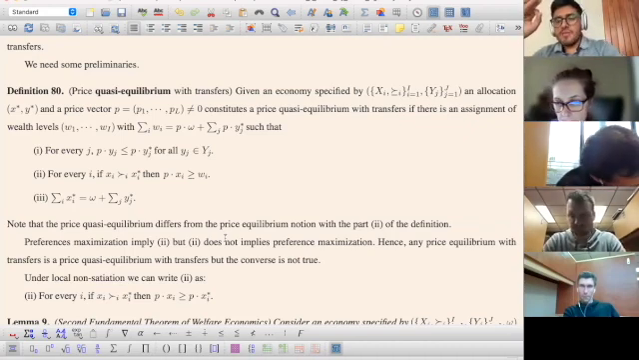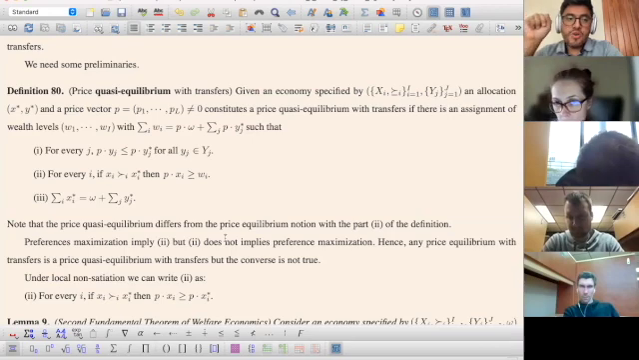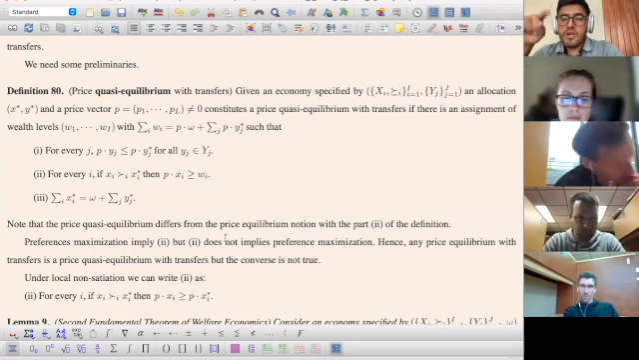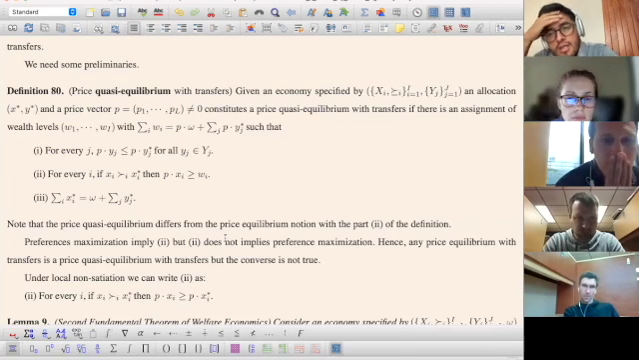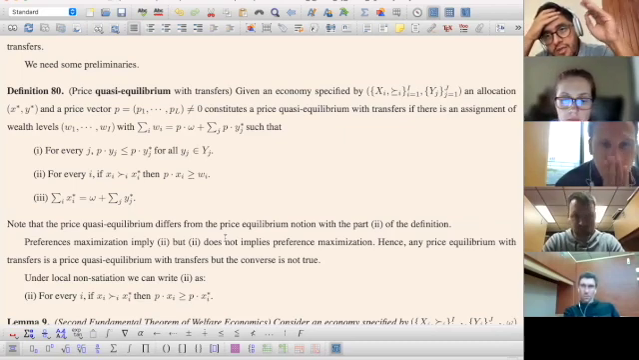And that's the only difference. Condition 1 is exactly the same as before, so all firms profit maximize. Condition 2 is where the magic happens. Every individual i is such that if there is an alternative xi that is strictly better than xi star, the allocation of interest, then this allocation x is going to be strictly non-affordable, okay?